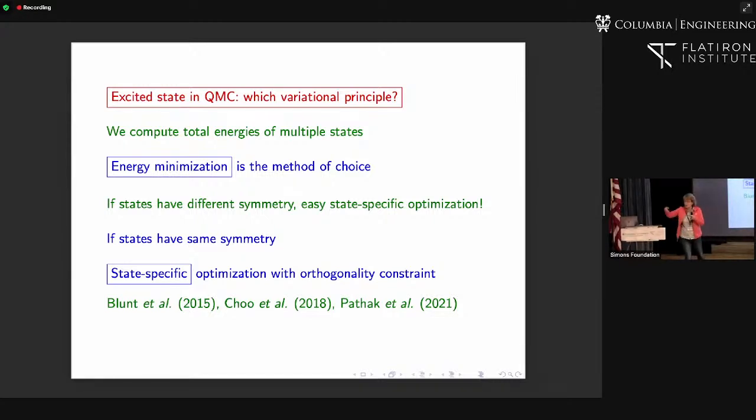And if you have the same symmetry, well, for a while we did state-average optimization, but now we implemented state-specific optimization with orthogonality constraint, which has been used also in different contexts, like full CI QMC, lattice models, and here in the context of real-space QMC by Pathak and Wagner.